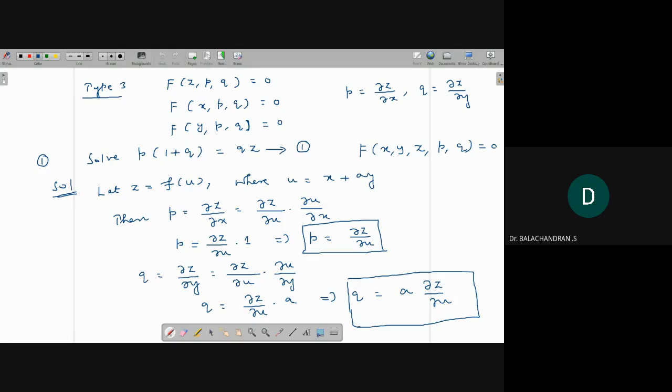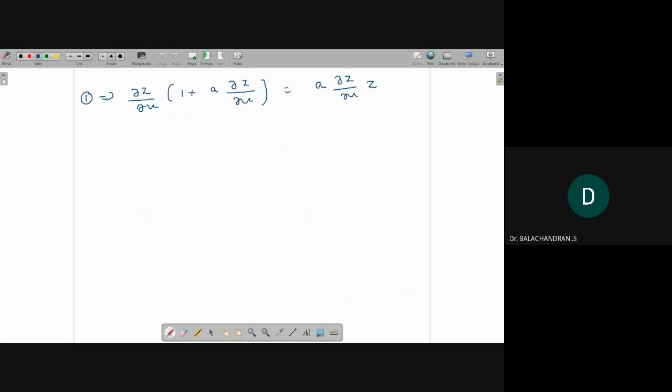Okay, now this is a function of u only. That's why I am going to write dz by du, the ordinary derivative, into 1 plus a into dz by du is equal to a into dz by du into z. Now you can cancel one of the dz by du.